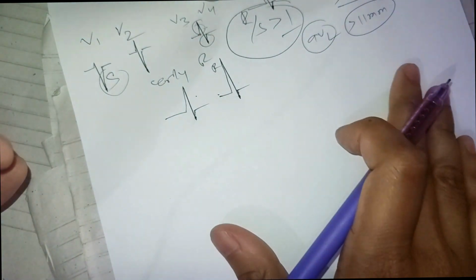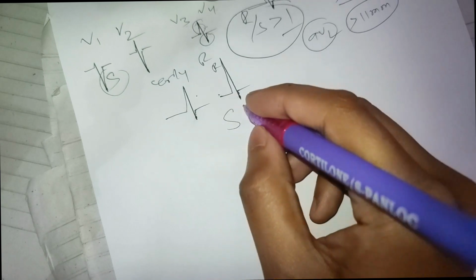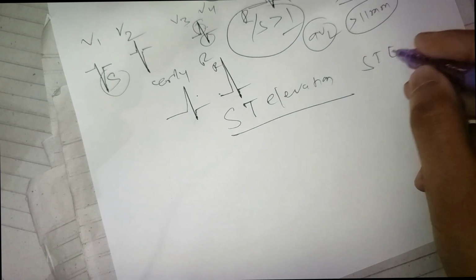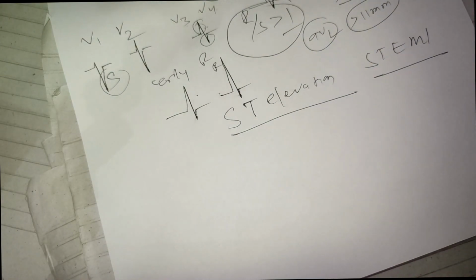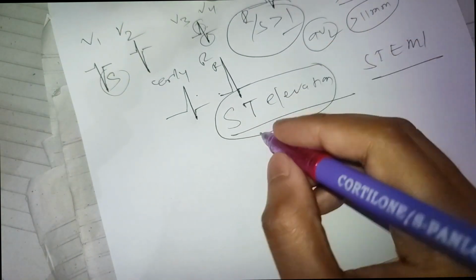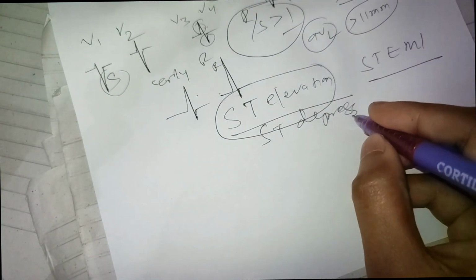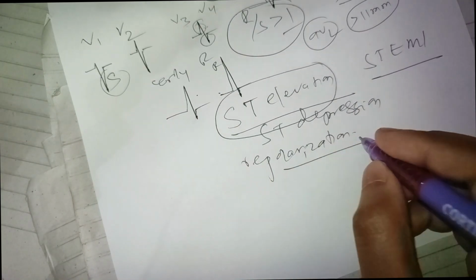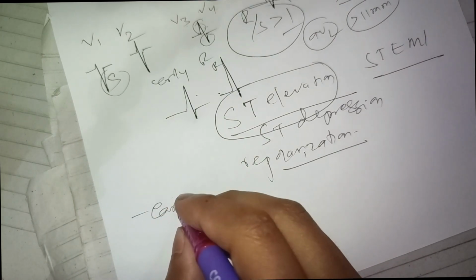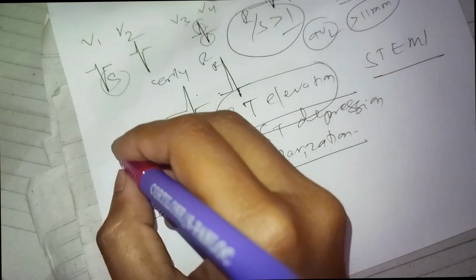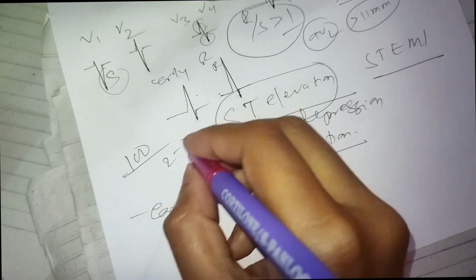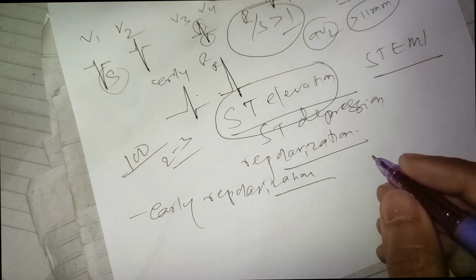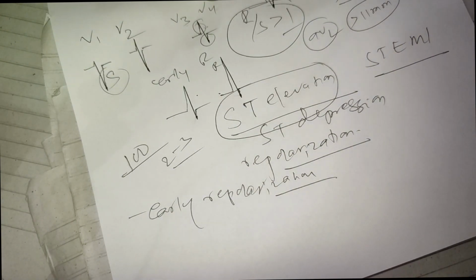So the main message of this lecture is: do not assume that if you see ST elevation, it is always ST elevation MI. You have to consider many things. Basically ST elevation or ST depression occurs due to a problem in repolarization. Repolarization problems can occur due to many factors. Even in a normal physiological heart, if you see 100 people, in 2 to 3 people you can get early repolarization, and that is not hampering them, not hampering their cardiac output, nothing.